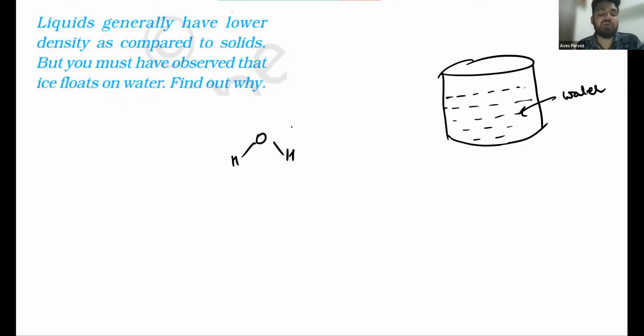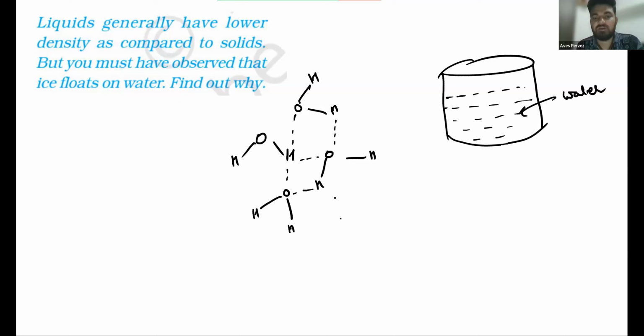Actually, when water is converted into ice, at that time air gets trapped. The structure of ice is like this. You can see the structure of ice is like this. This is water. So air gets trapped in these holes. These are the vacuum.